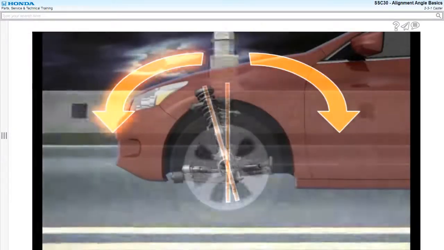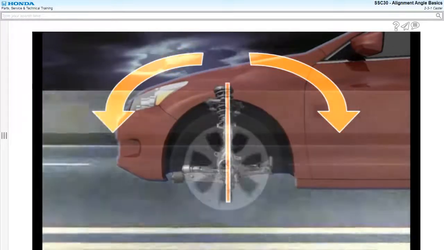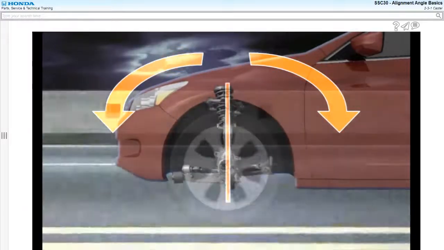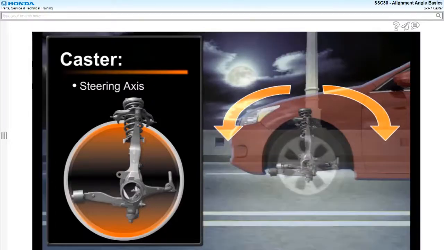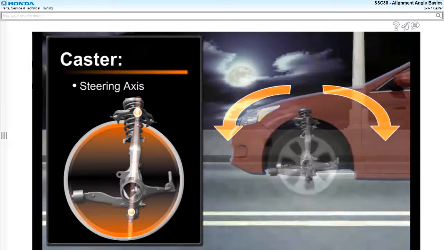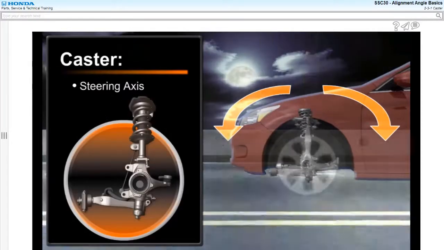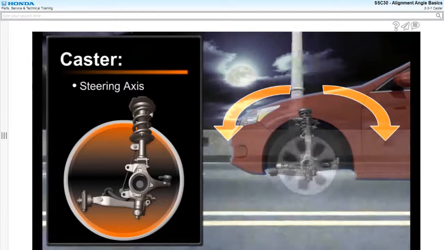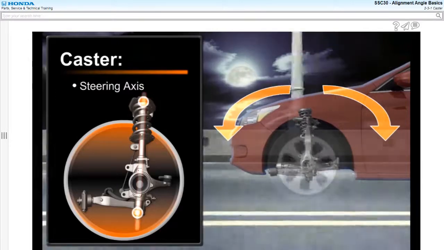Caster is the forward or rearward angle of the steering axis compared to true vertical as seen from the side. On vehicles with a double wishbone suspension, the steering axis is found by drawing a line through the upper and lower ball joints on the steering knuckle. On vehicles with a McPherson strut suspension, the steering axis is found by drawing a line between the center of the upper strut mount and the lower ball joint.